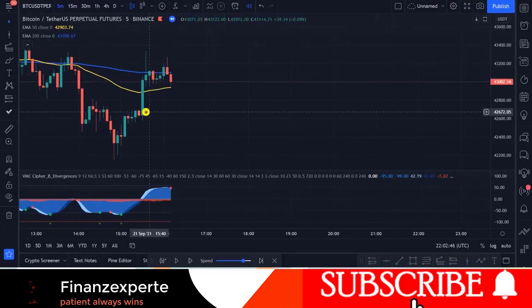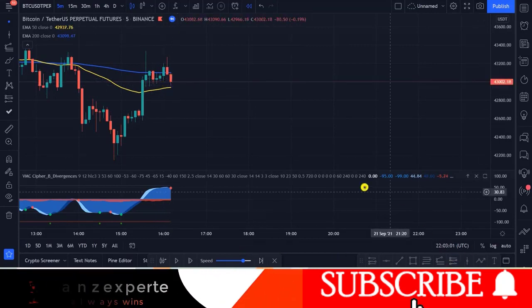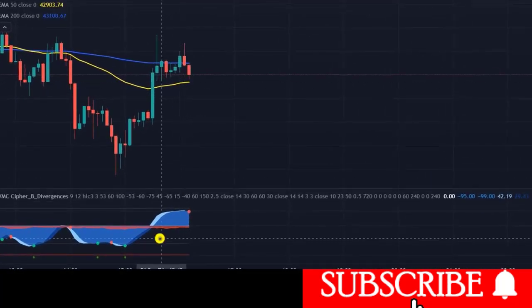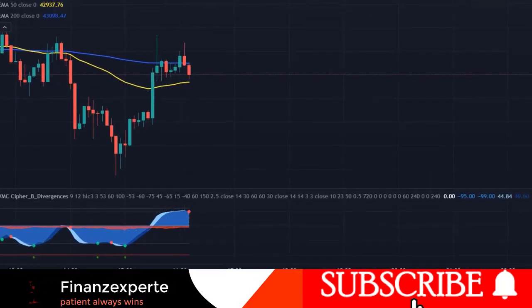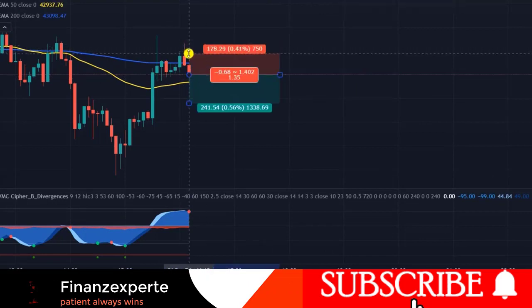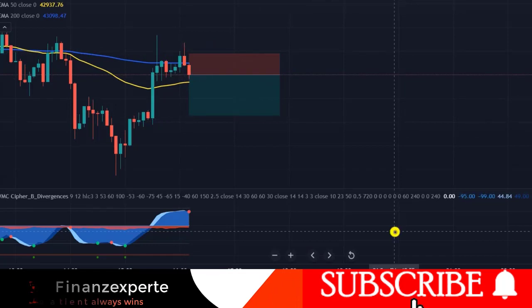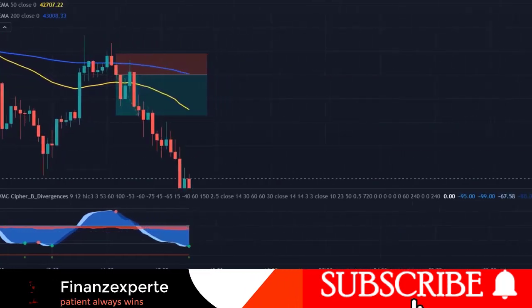Here is an example of a short position. As you can see, the price is below the 200 EMA and we have a retest at the 50 EMA. The wave of the Wu Manchu indicator is above the zero line and we have the small red circle on the wave. So we enter short and set our stop loss at 0.4% and take profit at 0.8%.